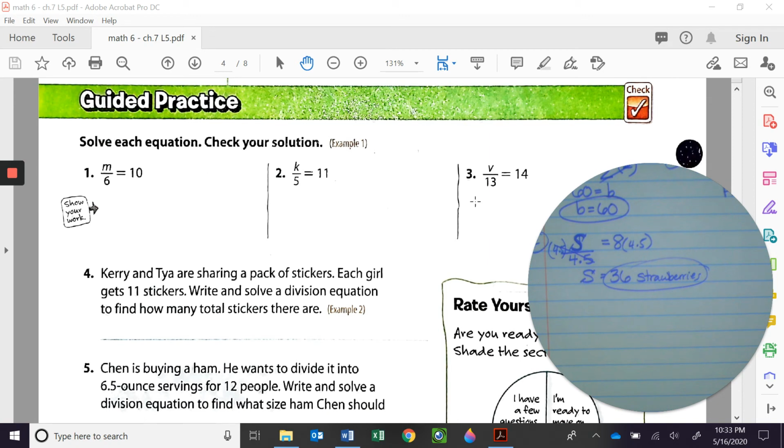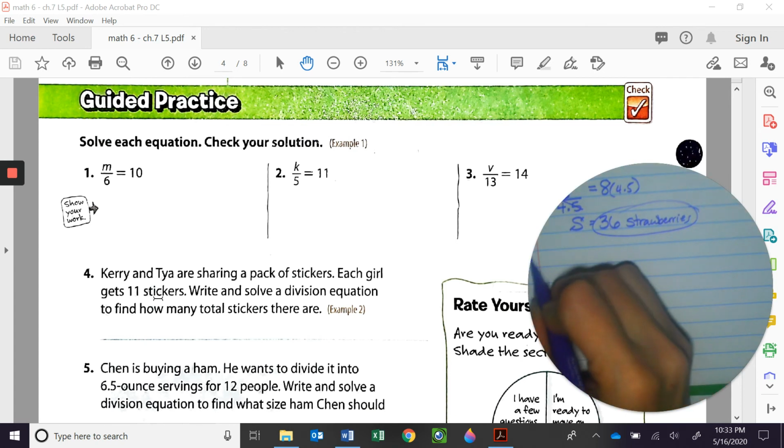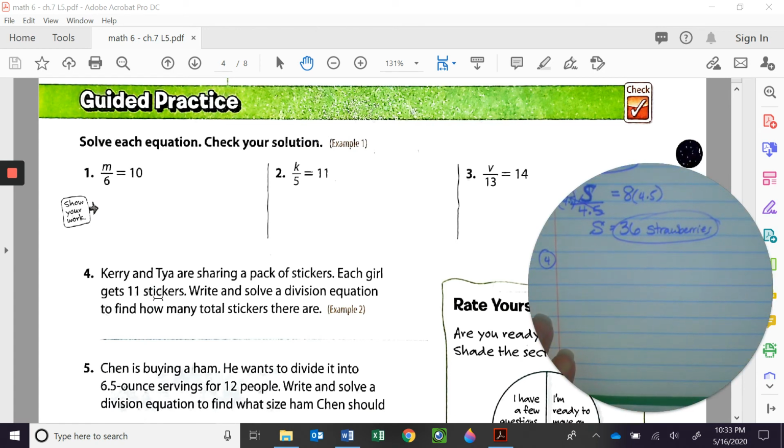You can do these examples on your own. I'm going to do number 4 and 5. All right, so Carrie and Taya are sharing a pack of stickers. Each girl gets 11 stickers. Write and solve a division equation to find out how many total stickers there were. Okay, so we know that each one got 11. So there are 2 girls, and we want to know how many stickers were there in the package. So let's multiply by 2. And so there were 22 stickers in the package.